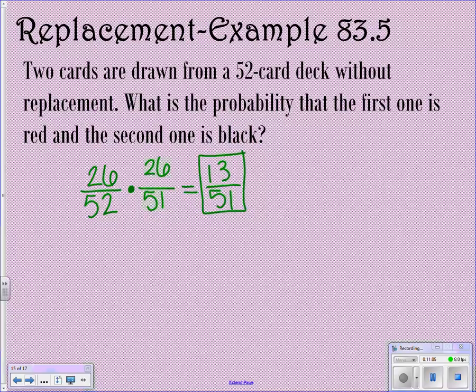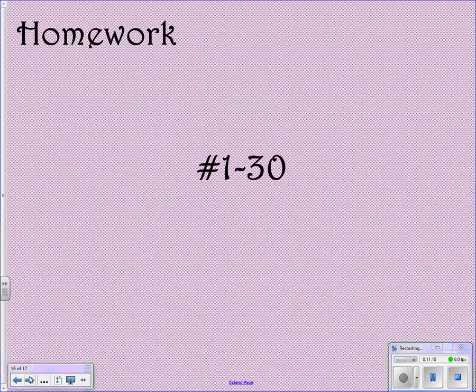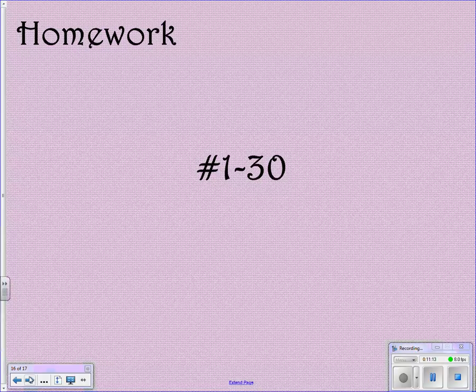So hopefully that helps you a little bit with probability, independent events, and replacement. Your homework is 1 through 30. You need to make sure to do that tonight so that you'll go over any questions you have tomorrow.